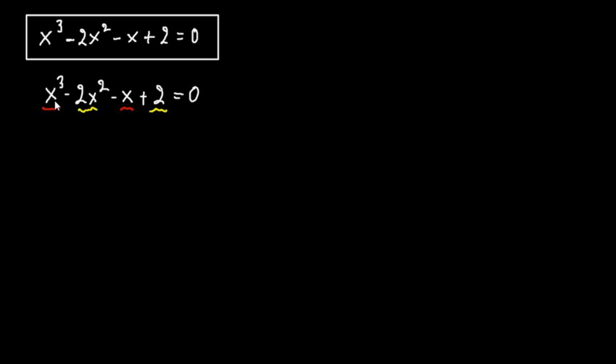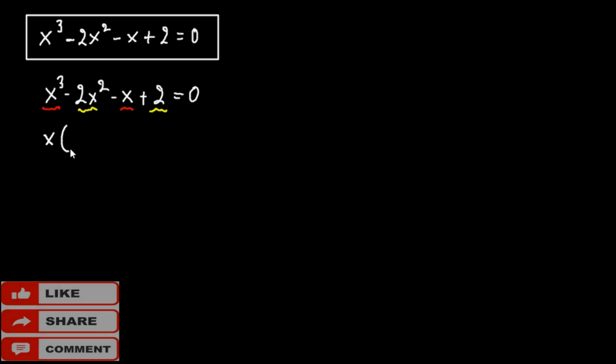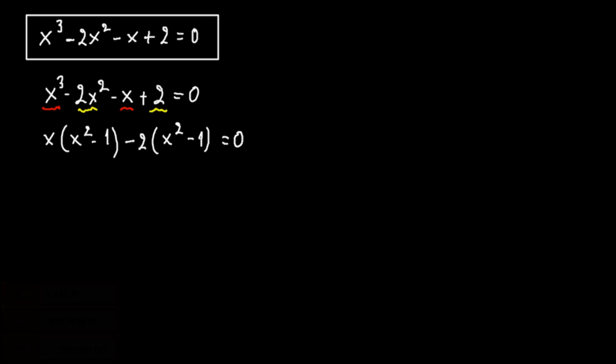So we take the common factor from x to the third and x, so we can write it as x times x to the second minus 1. From these two numbers, minus 2x to the second plus 2, we can take common factor minus 2. So inside we have x to the second minus 1, and all of this equals 0.